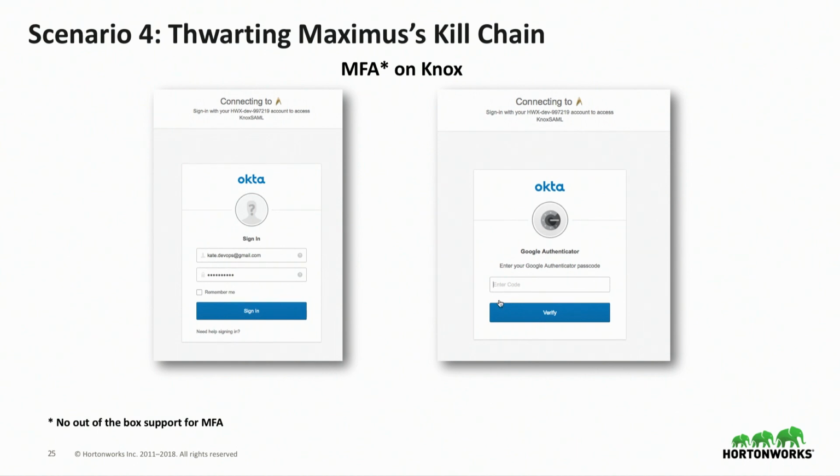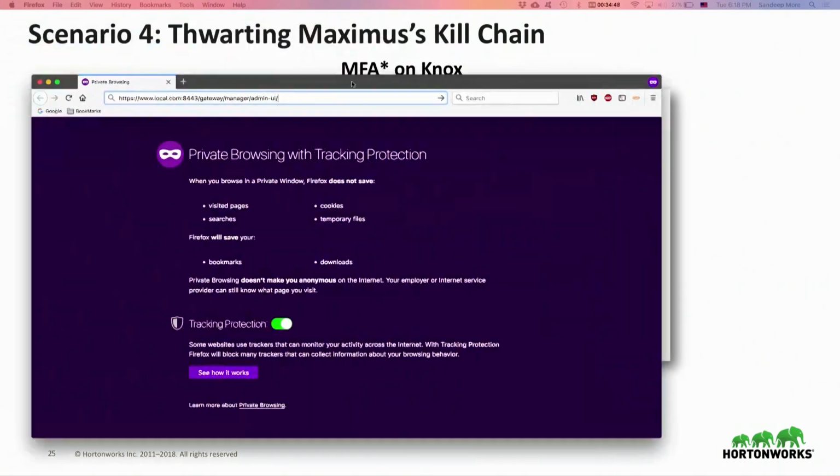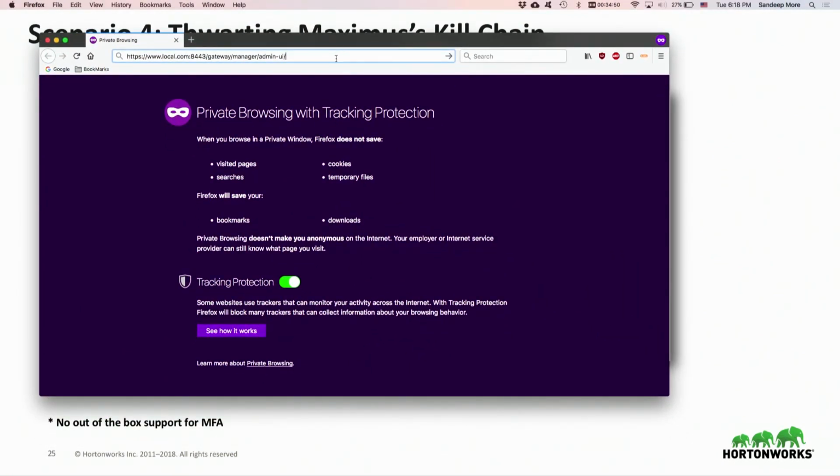For this demo, I'll be using the Knox admin UI, just because it's easier for me to demo this. Now, my Knox admin UI is hooked up with Okta, so that when Knox sees that the user is not logged in, it will check what authentication is configured. In this case, it's Knox SSO and Okta, so it will try to take me down that path.